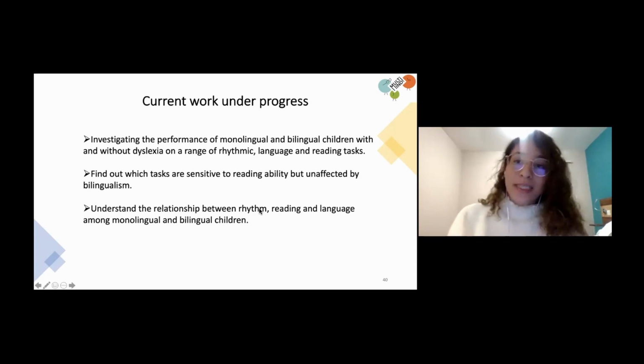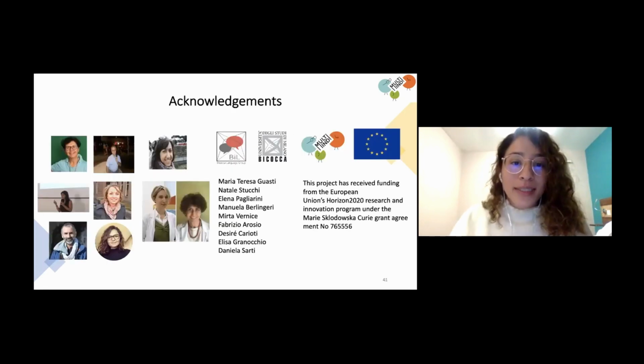We were also interested in understanding the correlations between rhythm, language, and reading, not only in monolinguals, but we also want to extend this to bilinguals. And this is one of the projects that we're currently working on. I wanted to present some data on this project, but unfortunately our data looks very messy. So we're still trying to figure out the best way to make use of it. So I will leave it to this brief discussion, but feel free to ask me if you would like to know more about our current work on bilinguals.